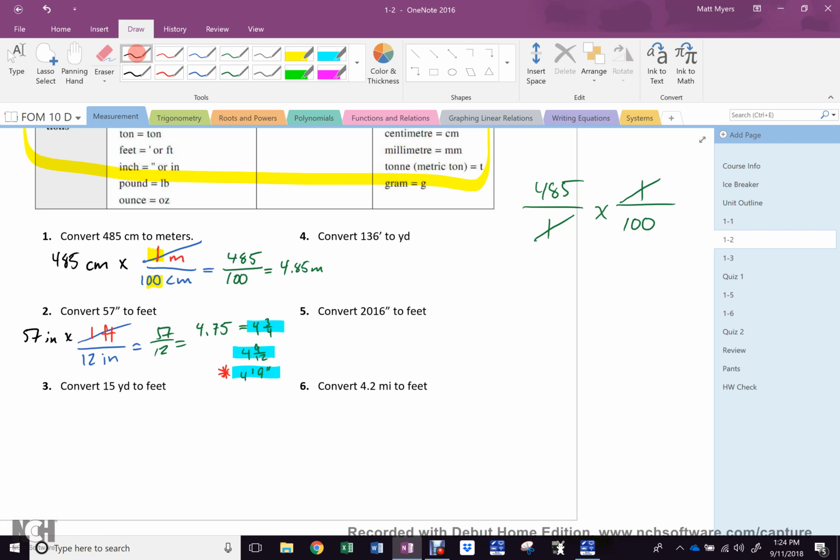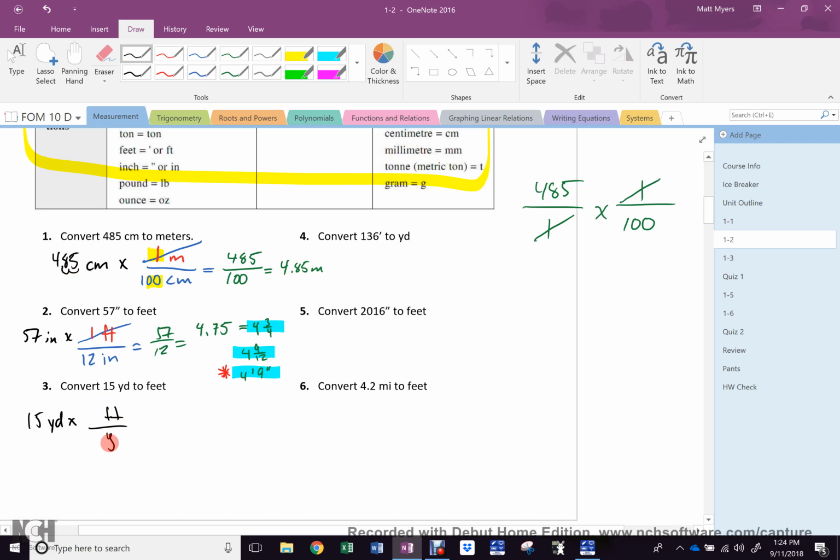When you convert centimeters to meters, can we just add a decimal to it? Yeah, 2 decimals to it. But there's only one in 4.85. No, 4.85. That's 2 decimal places. Because we had 485, so we moved the decimal place 2 spots. Okay.